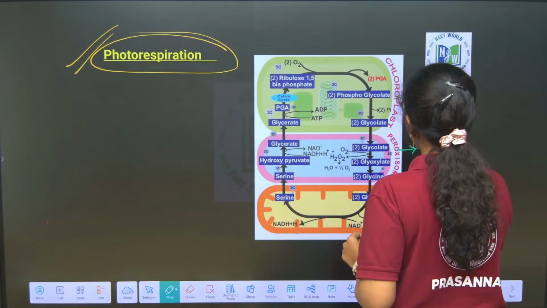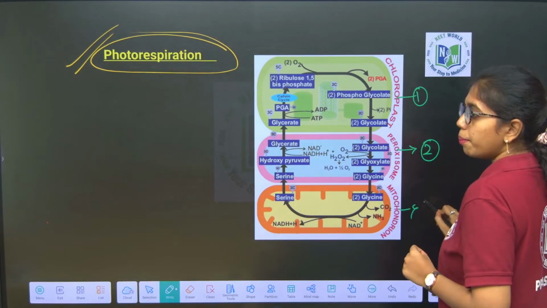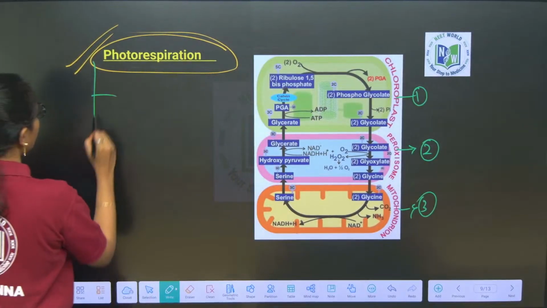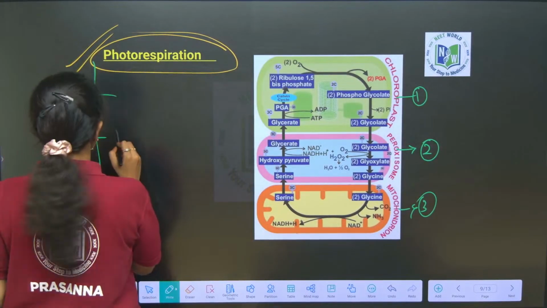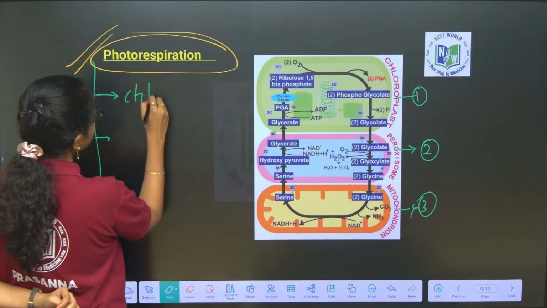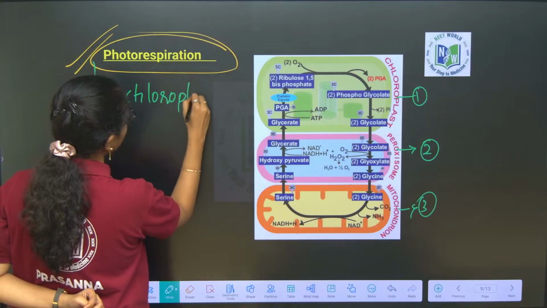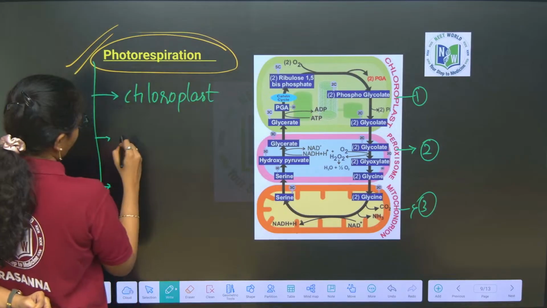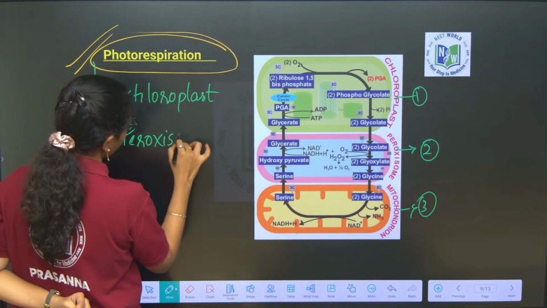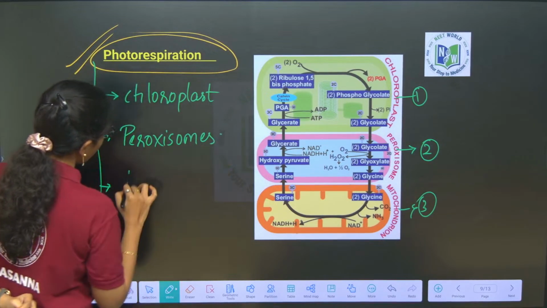Second will be peroxisomes. Third is mitochondria. Okay. So what are the 3 organelles that are involved in photorespiration? The 3 organelles that are involved in photorespiration are chloroplast, peroxisomes and mitochondria.